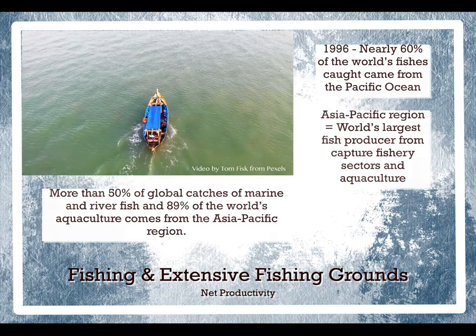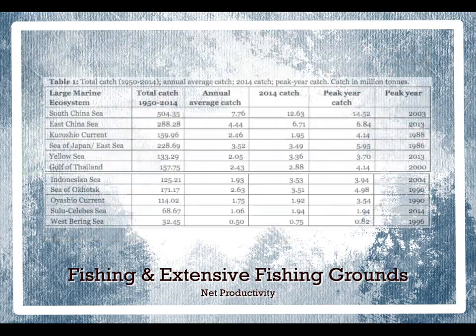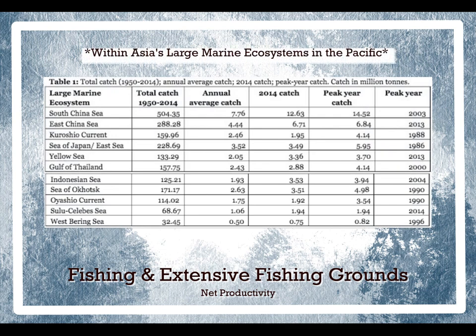from the Asia-Pacific region. Hence, the edited table taken from the Fisheries Center research reports showcases the total catches between 1950 and 2014, average annual catches, 2014 catches, and peak year catches in million tons within Asia's large marine ecosystems in the Pacific.